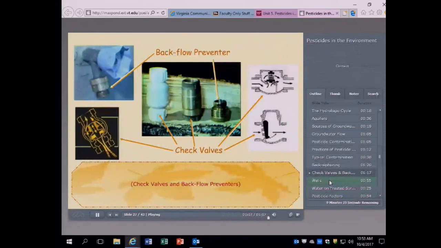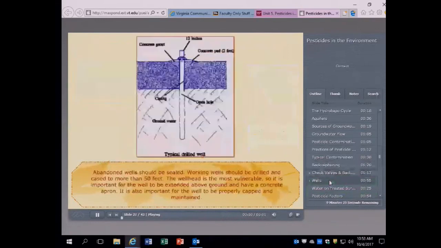So two examples here. We often emphasize the issue of the well. Wells can be easily contaminated if they're not built properly, and abandoned wells are quite a liability. If you see abandoned wells, you should try to eliminate them through either sealing them up or making sure that you don't use pesticides, or that there's flow going from one source or another into these abandoned wells. So they should be sealed. Working wells should be drilled and cased to more than 50 feet, or at least down to the bedrock in some cases, so that you can protect the wellhead itself.